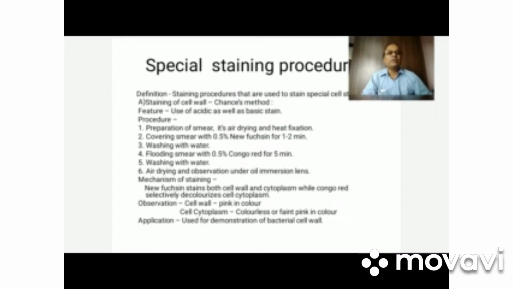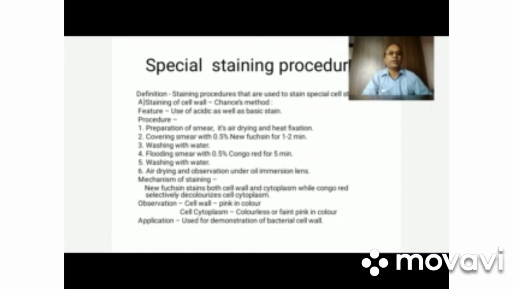Then finally the smear is covered with an acidic stain, 0.5% Congo red, and allowed to react with the smear for 5 minutes. After that, the slide is washed with water and air dried, a drop of oil is put on the smear, and the slide is observed under the oil immersion lens. Now, what are the observations? You will observe that the cell wall is dark pink in color, while the cell cytoplasm is either colorless or faint pink in color.